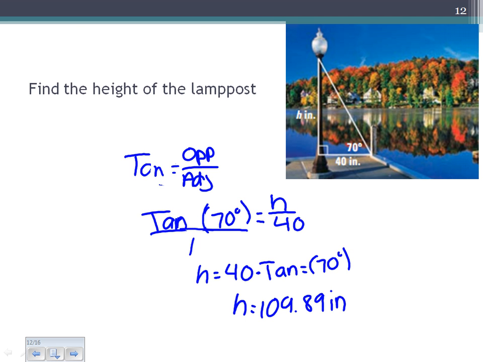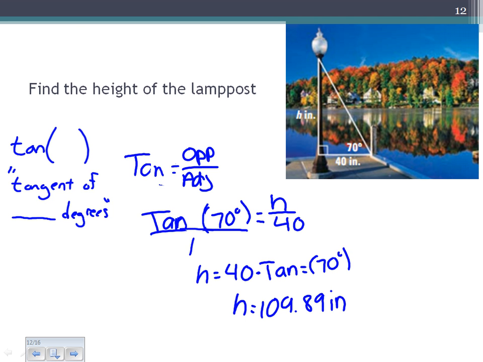So when you write tangent, what you say is tangent of, so you might say tangent of 70 degrees here. You don't say tangent equals 70 degrees, okay? Tangent of 70 degrees, and then equals opposite over adjacent. You did that perfectly. And then you multiply them together, plug them in your calculator.